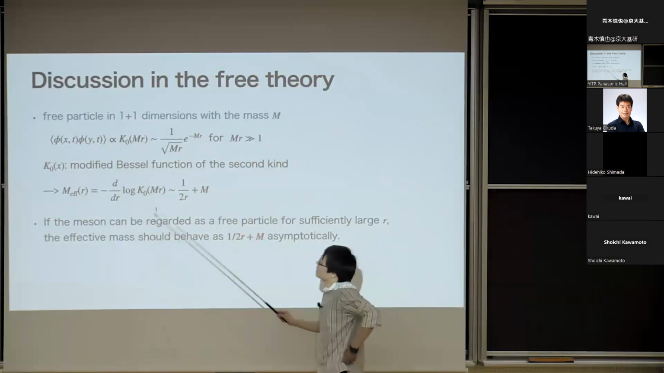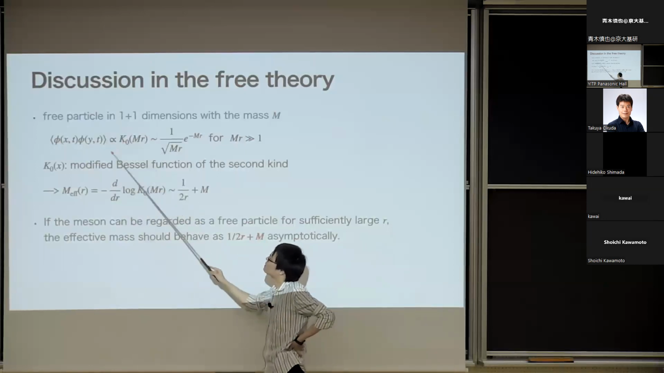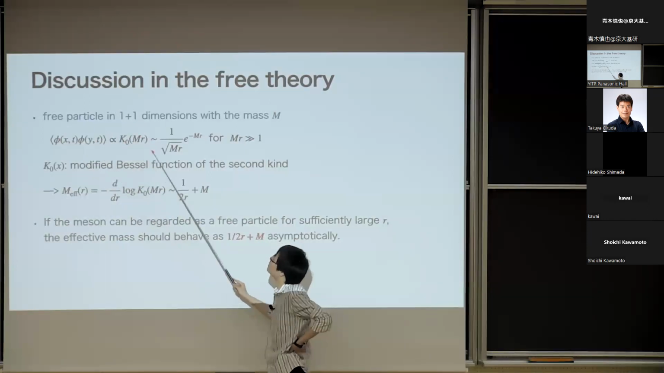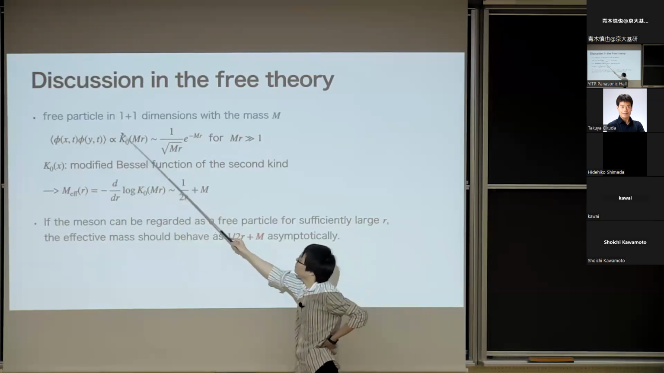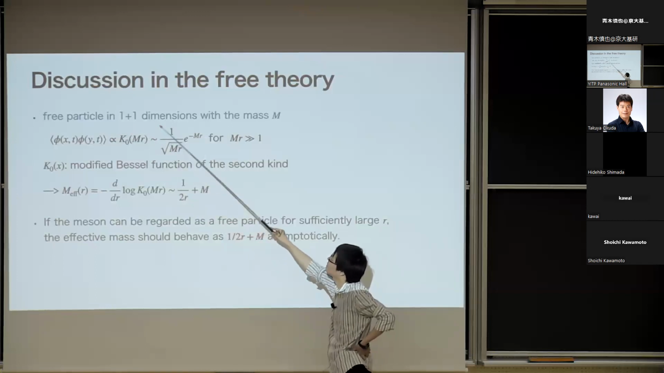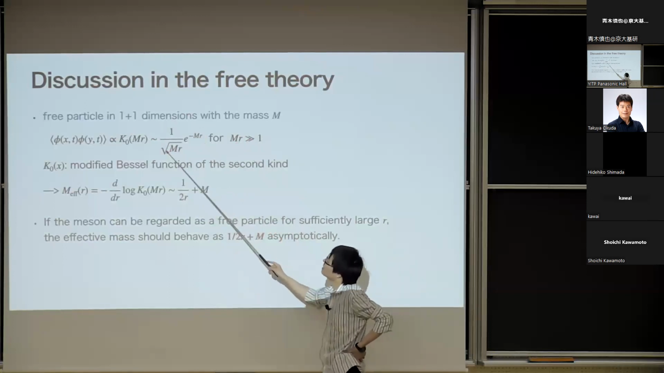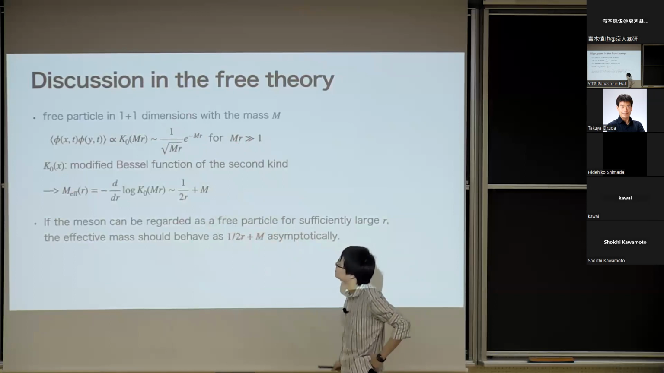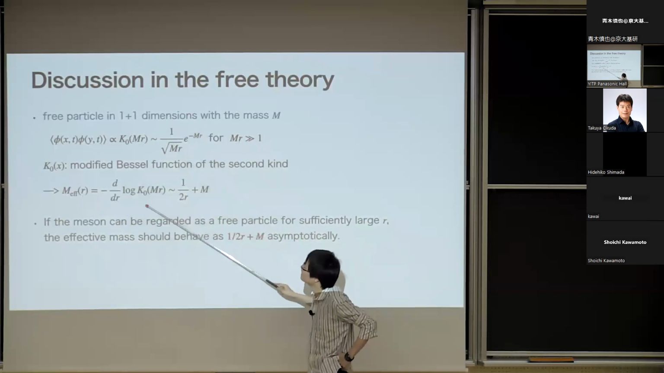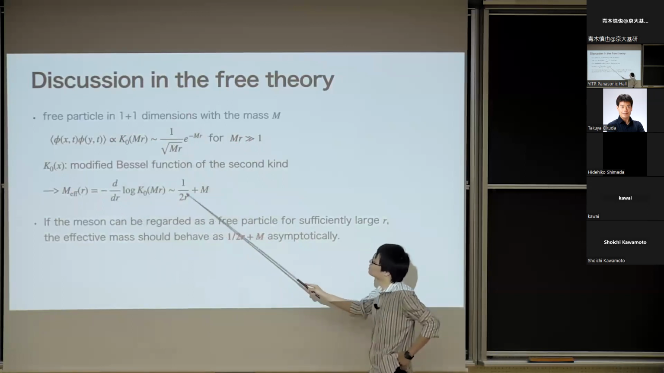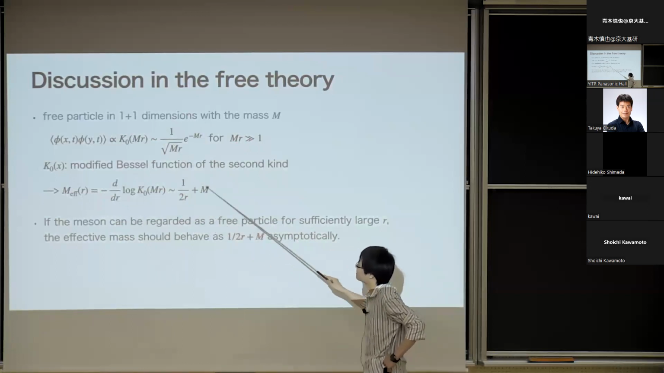The spatial correlation function of the free particle in 1+1 dimensions is given by the modified Bessel function K0, with argument mR. The asymptotic form of the modified Bessel function is given by this for large mR. So this is like a Yukawa-type correlator. If we compute the effective mass, the log derivative of this, we get a 1 over 2R term plus a constant. This is the mass.